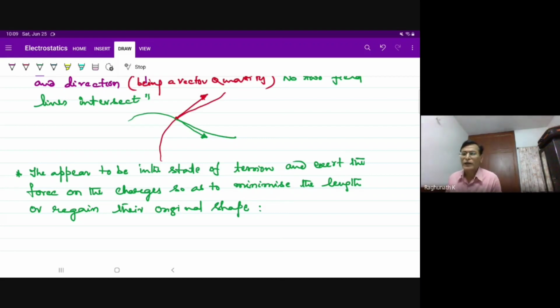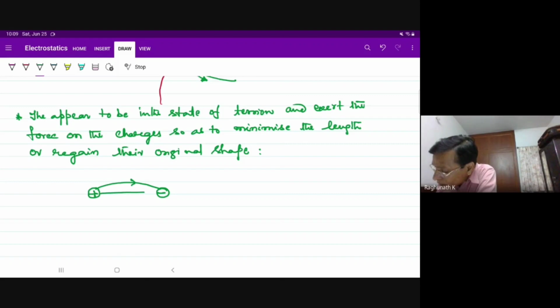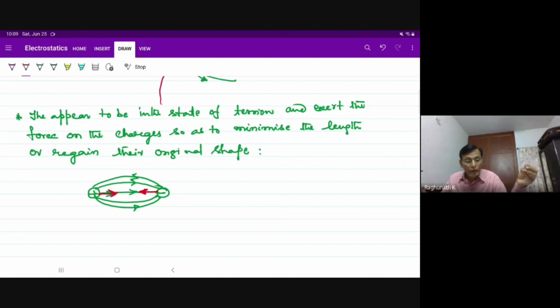This is the point that we need not worry much about, but still, because I'm talking about the properties of field lines, this can never happen. That's what you can see. If there is a positive charge and a negative charge, the field line will go from positive to negative charge, and there will be an attractive force on each charge, because of which they move towards each other and the lines get shortened.